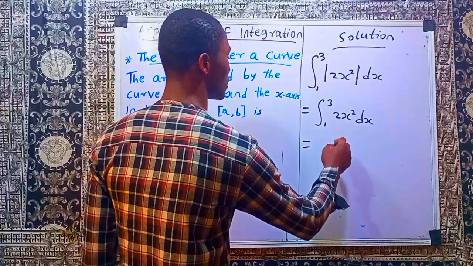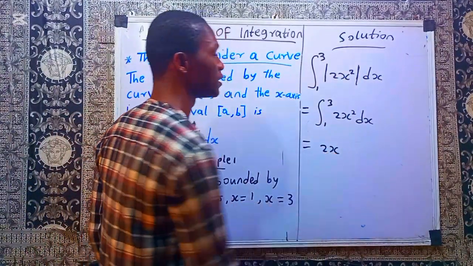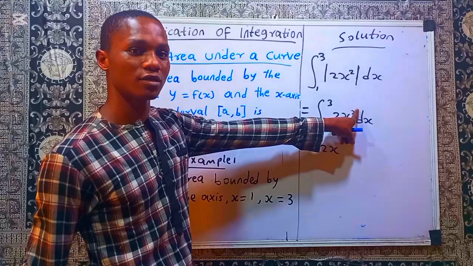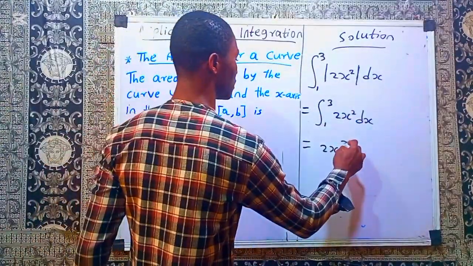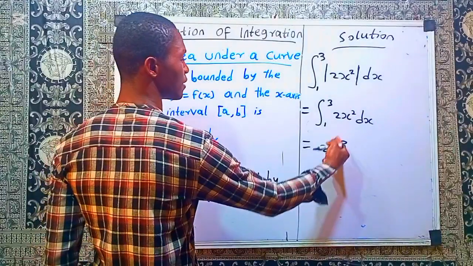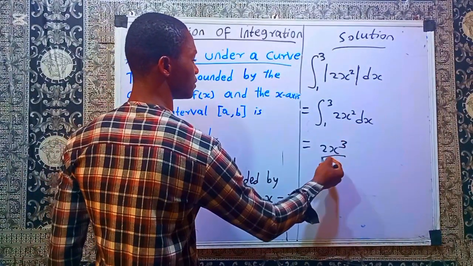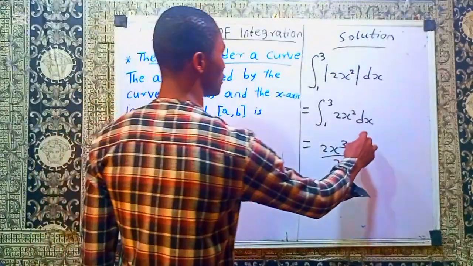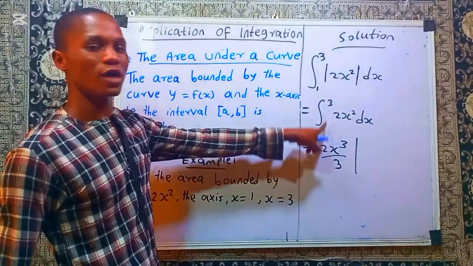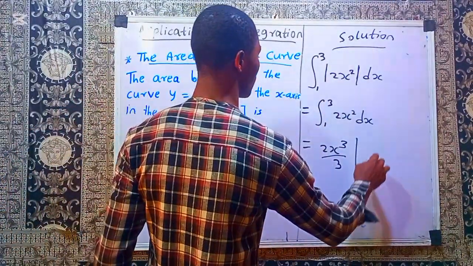So to integrate 2x squared, we have 2x, then you add 1 to the power. What is the power of x? 2. If you add 1 to 2, making it 3, then you bring down this 3 to divide. You divide by that result, 3. This is how you integrate. Then the interval is from 1 to 3, evaluated from 1 to 3.